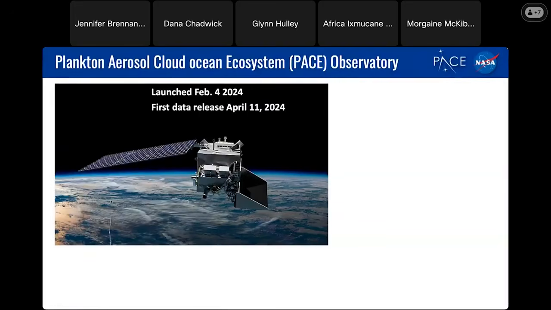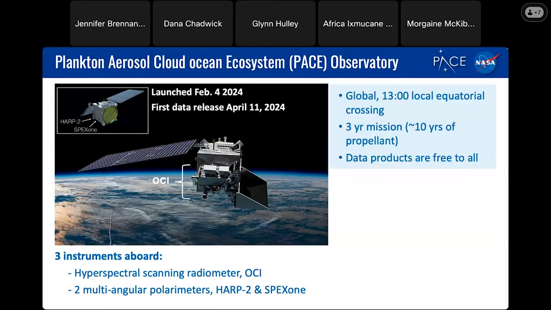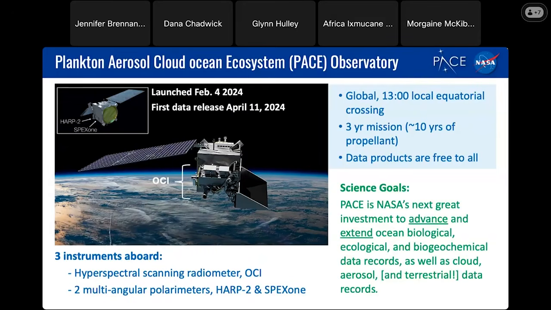As a quick overview, we were launched specifically in February of 2024. We released our first data in April of 2024. We have the 2 instruments that I already mentioned. We have OCI, which is our hyperspectral scanning radiometer, as well as HARP-2 and SPEX-1, which are multi-angular polarimeters. PACE is a global polar orbiting satellite with a 1300 local equatorial crossover time. It's a 3-year mission with 10 years of propellant. And of course, our data products are free to everyone.